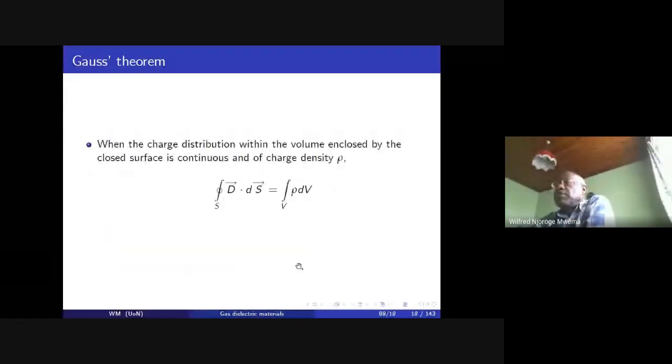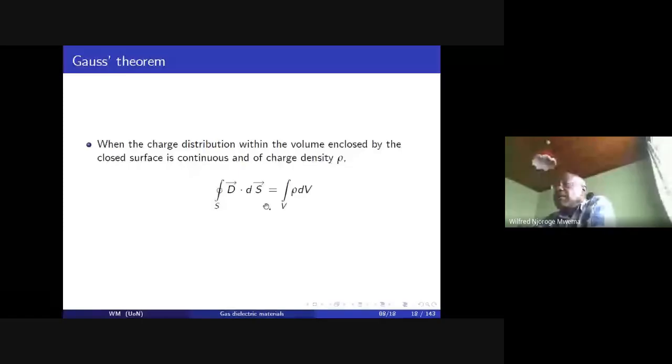When the charge distribution within the volume enclosed by the closed surface is continuous and of charge density rho, then we can say that the integral of the normal component of the electric displacement is just equal to the volume integral of rho, that is, the free charge.